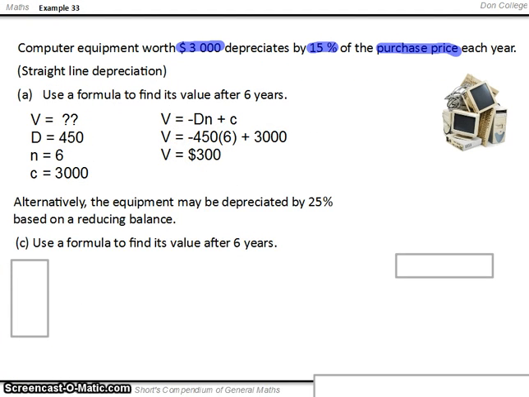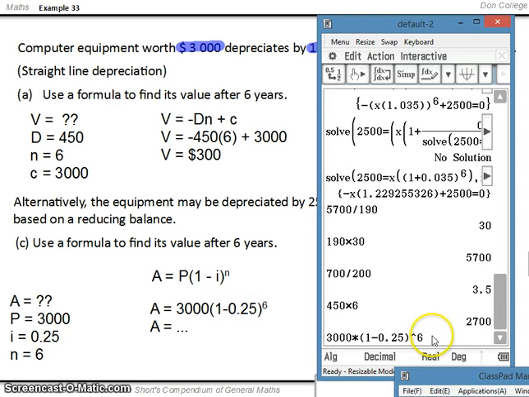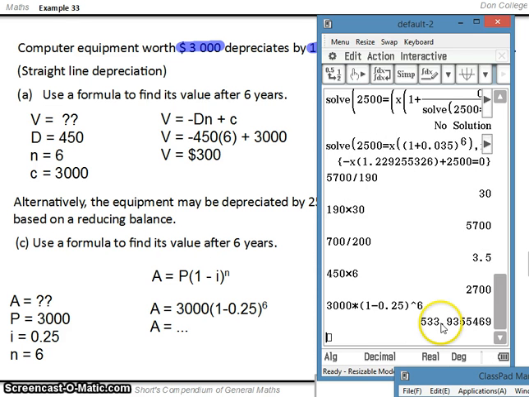Now, alternatively, you could depreciate it by 25% on a reducing balance. So this means 25% of its value every year. New formula, new set of values here. See if you can work it out. Okay, we don't know A. It starts at 3,000, reduces by 25% each time, and N is 6 years. So A is 3,000 times (1 minus 0.25) to the 6. Use your calculator. And we get $533.94.